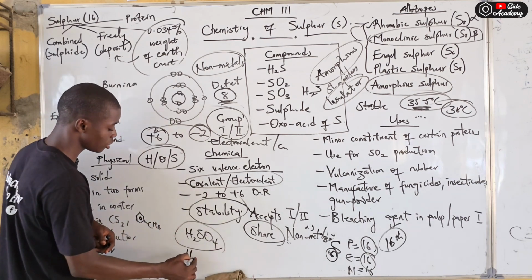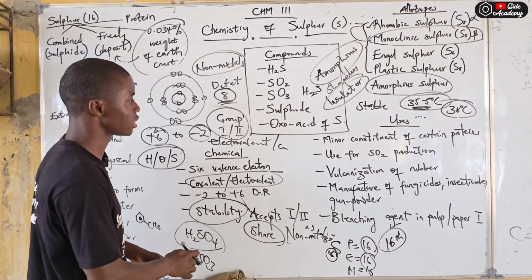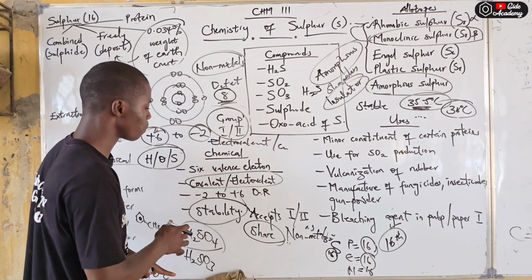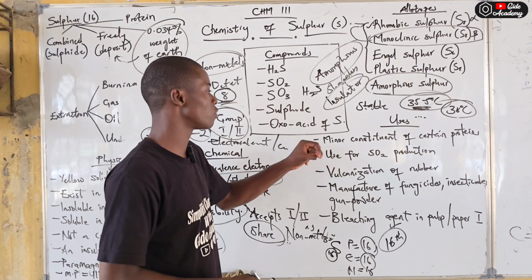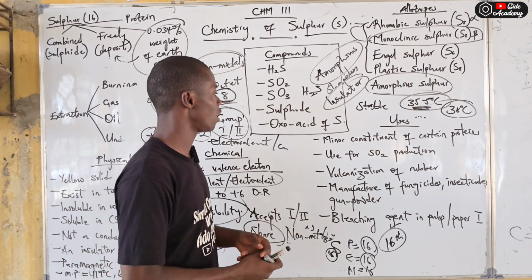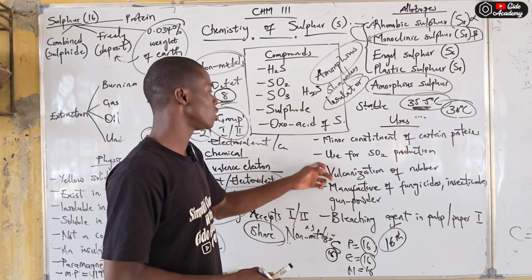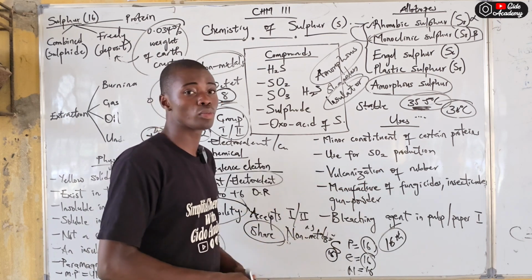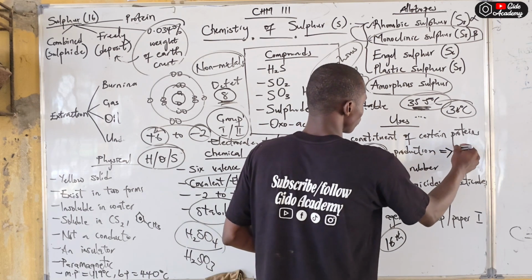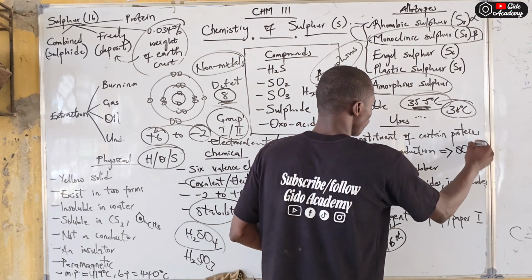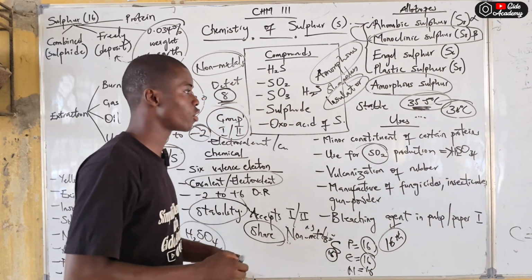We have H2SO3 and the rest. So they are referred to as oxo acids of sulfur. So what are the uses of sulfur? Sulfur is actually a minor constituent of certain proteins. That's one. Number two, it is used for SO2 production, and this SO2, sulfur dioxide, can be used to produce H2SO4. So you can use it to produce sulfuric acid.